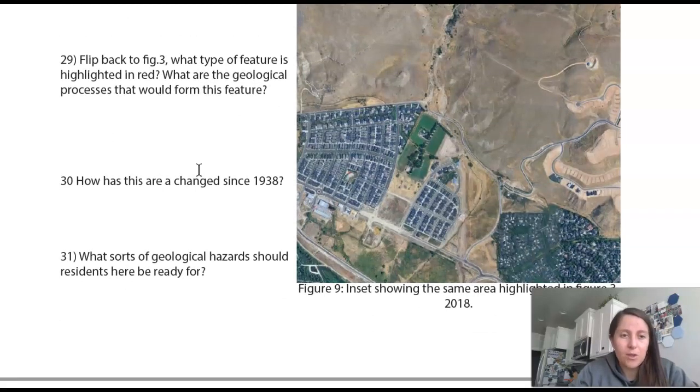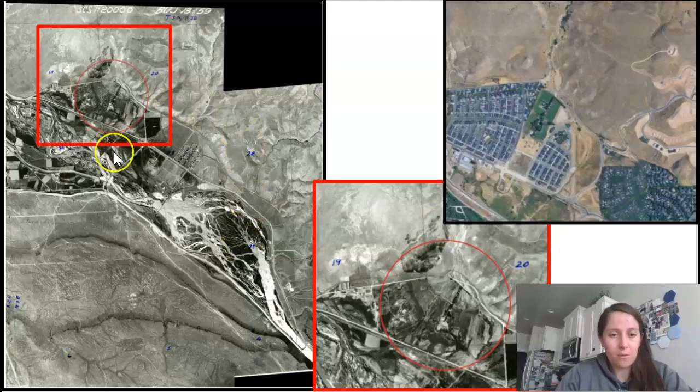What type of feature is highlighted in red, or rather circled in red? So I'm going to show you those two pictures or figures together so you know what they're referring to. So again, this is figure 3, which was on page 106. The figure or the area that they say is highlighted in red is the circled bit in red.